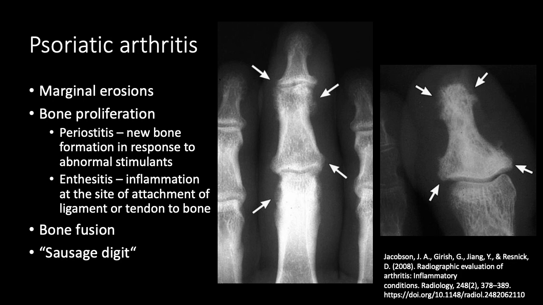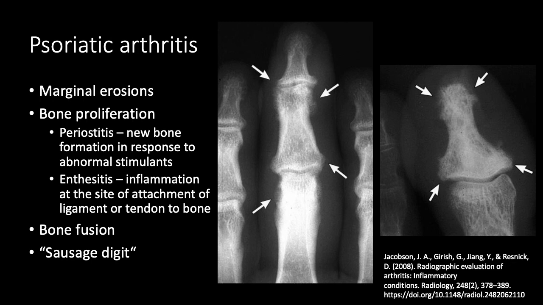Now let's look at the next entity, which is psoriatic arthritis. As we work through this slide, please keep that basic checklist in the back of your mind. In psoriatic arthritis, there are asymmetric marginal erosions which are out of proportion to the amount of joint space narrowing. There is bone proliferation in the form of periostitis and enthesitis.